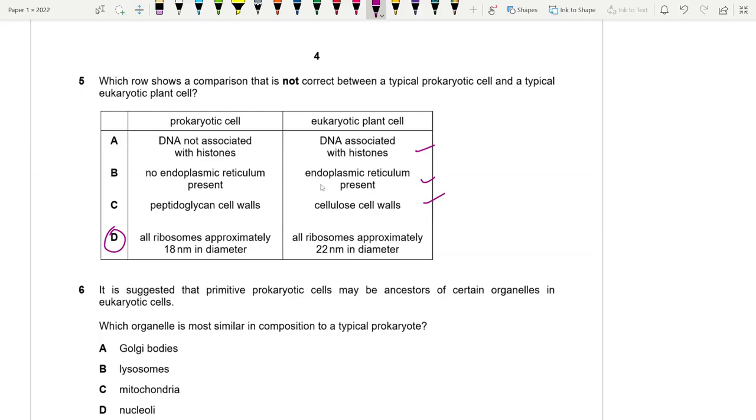All ribosomes are approximately 18 nanometers in diameter. All ribosomes are typically 22 nanometers in diameter. This is wrong, because in plant cells we also have 70S ribosomes. That's the tricky part.